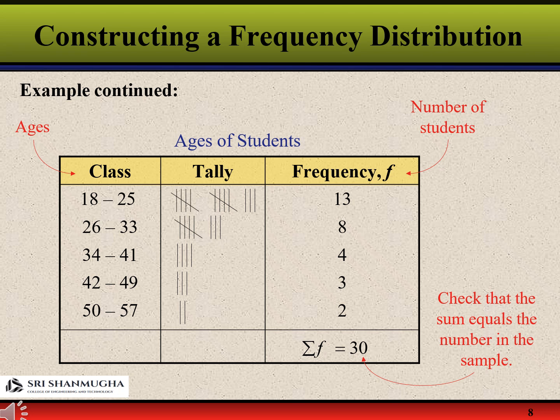And we have the frequency count, the number of students within the class age. So for 18 to 25 we have 13 students. Then for 26 to 33 we have 8 students. The count here is the frequency. Then the third class has a frequency count of 4, the fourth class has 3. For the last class, 50 to 57, the frequency count is 2. So the summation of all frequencies should be equal to the number of samples, or number of students.